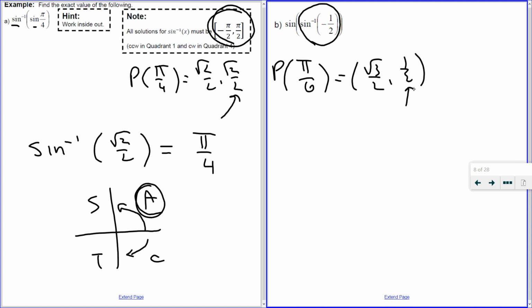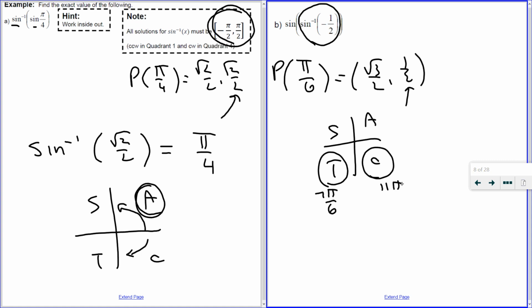Now let's go into our CAST rule, and where is sine negative? Well, sine is negative here and here. So I know that the angle using pi over 6 could be this angle here, which would be 7 pi over 6, or this angle here, which would be 11 pi over 6. But that does not fit in our restrictions.